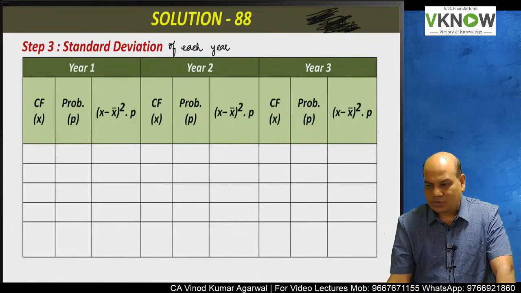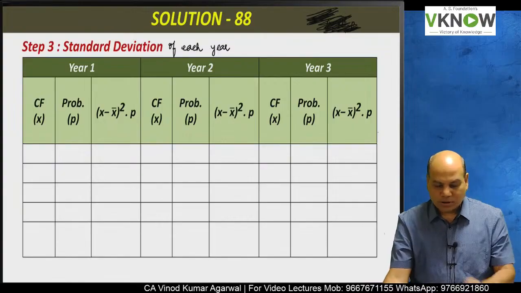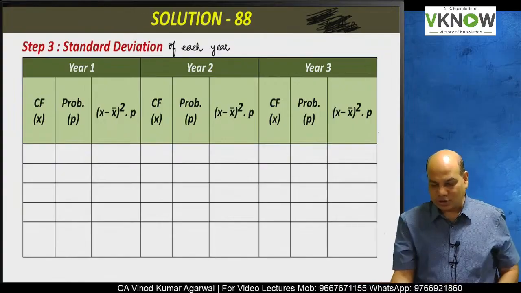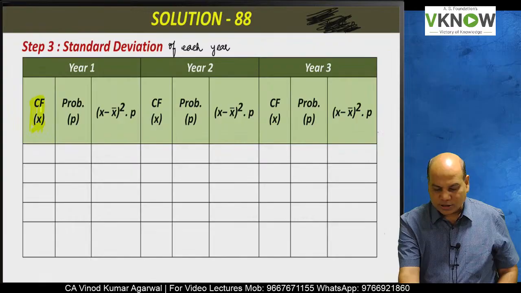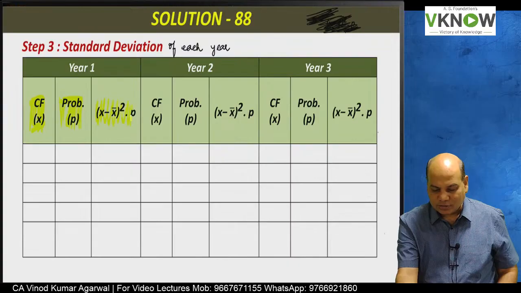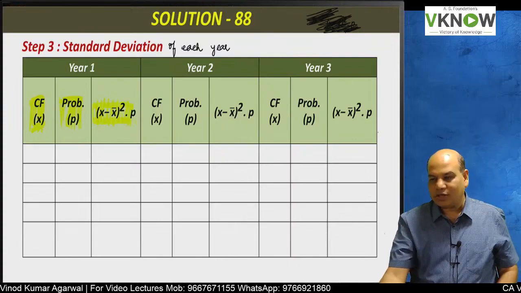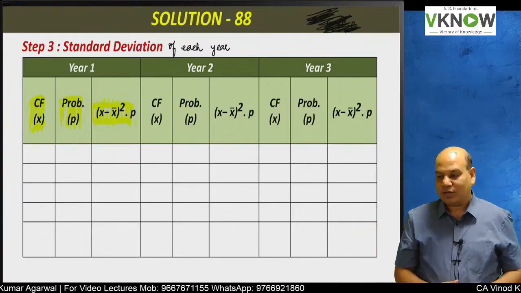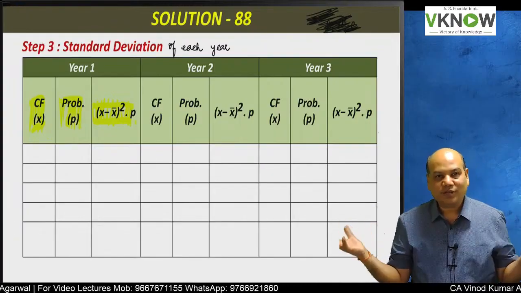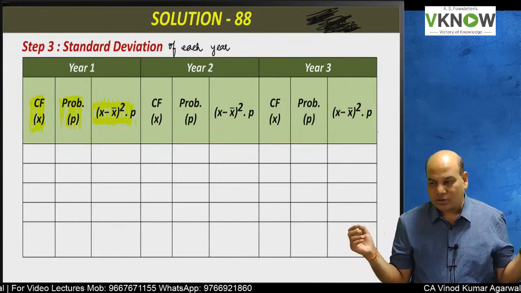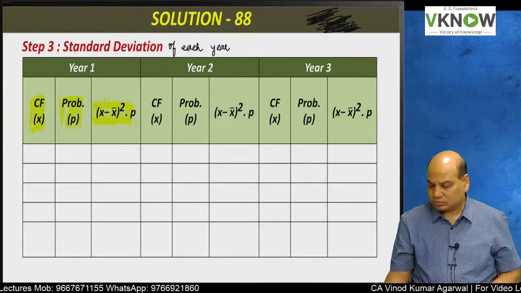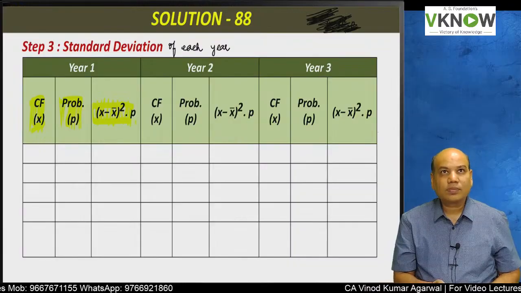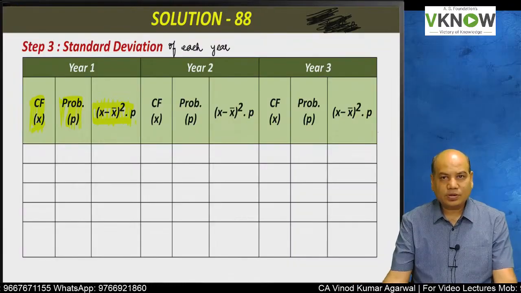Again draw the same 3 columns, year 1, year 2, year 3. Under year 1, we will draw 3 columns. This is nothing new for you. We started our chapter with this calculation, and we are almost ending with this same calculation. In between you might have learned something, I don't know. So this is the full circle of the same type of question. Please solve yourself.